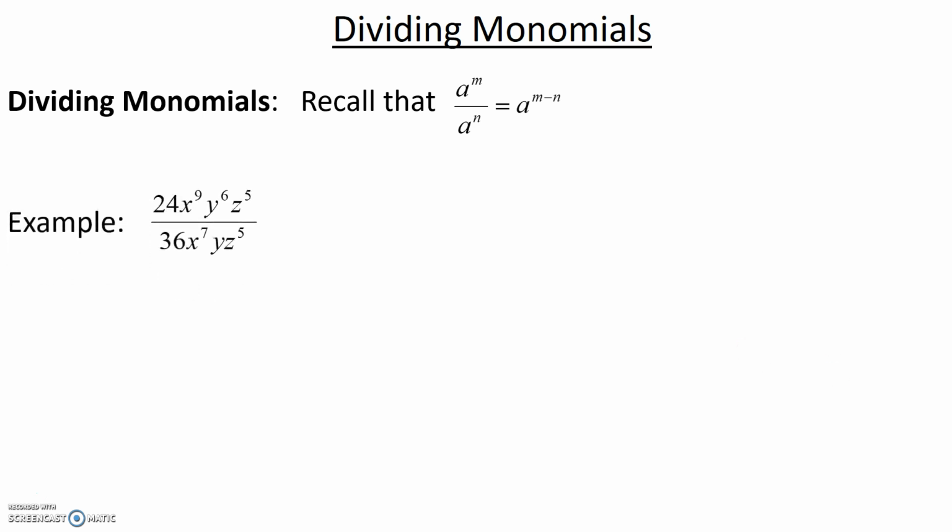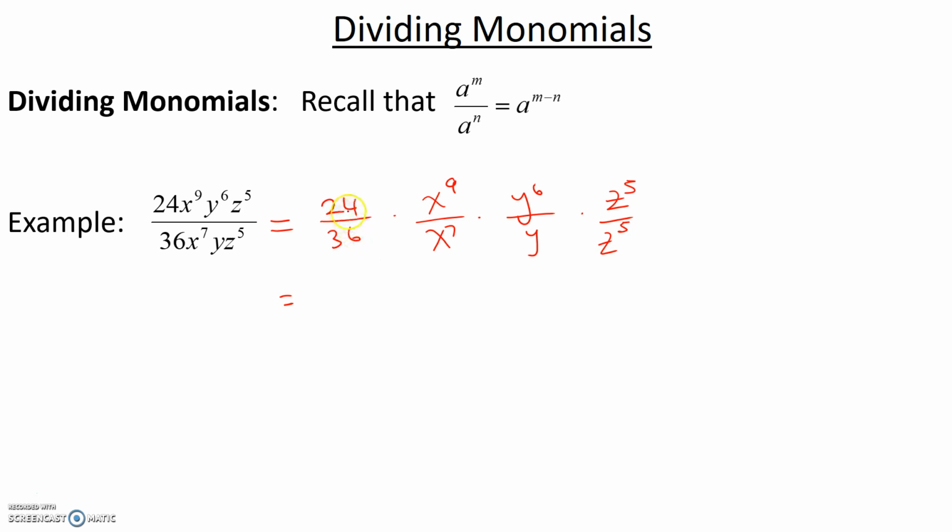For example, if we have 24x to the 9th, y to the 6th, z to the 5th, over 36x to the 7th, y, z to the 5th, we would first start by separating the different terms. So we have 24 over 36 times x to the 9th over x to the 7th times y to the 6th over y times z to the 5th over z to the 5th.